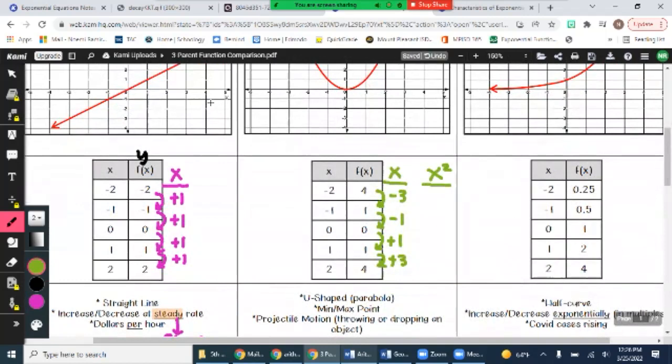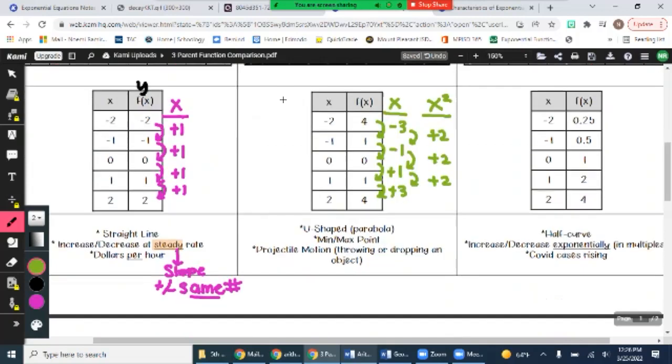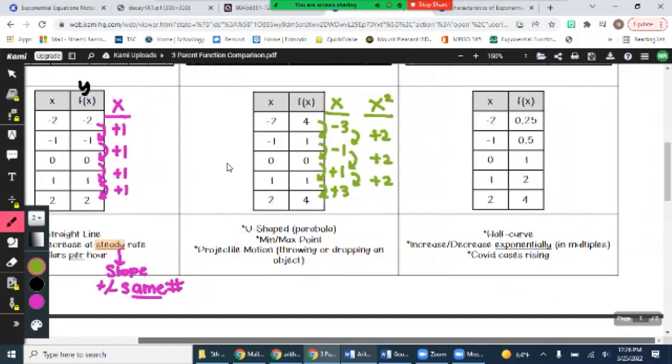So -3 to -1, what do we get? We add 2. And -1 to a +1, +2, 1 to 3, +2. So the second exponent is where you see that constant addition. And remember, keywords that you want to look for is just projectile. Notice that you are throwing things. Throwing, kicking, swinging, anything like that.